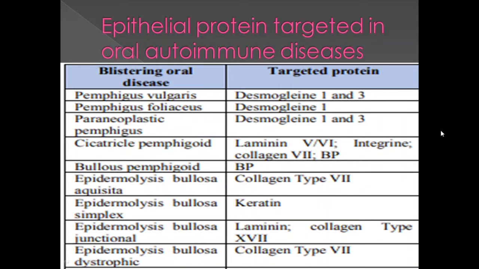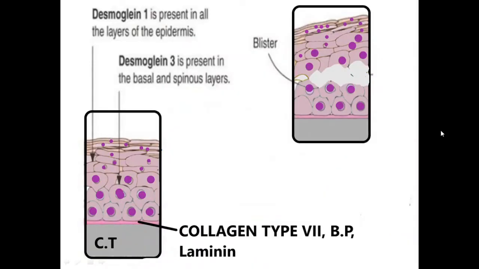So let us have a look. In pemphigus vulgaris, desmoglein 1 and 3, antibodies are formed against these proteins. In pemphigus foliaceus, desmoglein 1; in paraneoplastic pemphigus, desmoglein 1 and 3, and so on. So let us see where exactly these proteins are present in the epithelium. If we know where exactly the protein is present, then we know where exactly the disease will be developing.